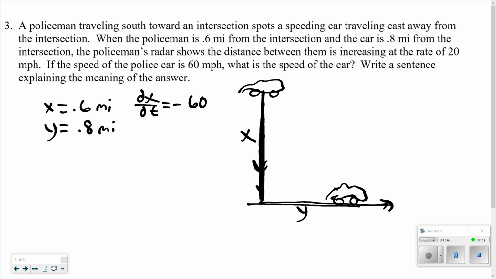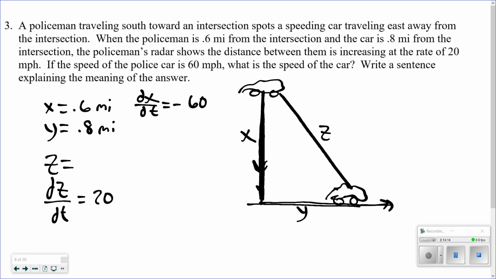And it wants to know the speed of the, oh, and it tells me one other thing. It says the distance between the two cars, which is this distance right here, is changing. Let's label it. As the police car moves and that car moves, this side is going to change, so it has to be a variable also. So z equals, I don't know what it equals, but it does tell me that the speed between the two cars, right, his radar is picking that up, the speed between the two cars is increasing at a rate of 20 miles per hour. And that's going to be a positive 20 because it says it's increasing at a rate of 20 miles per hour. Okay, I think we have everything but z there, and we've got to set up an equation.